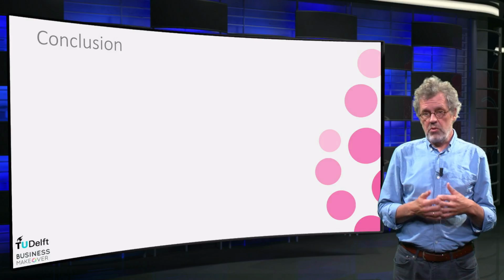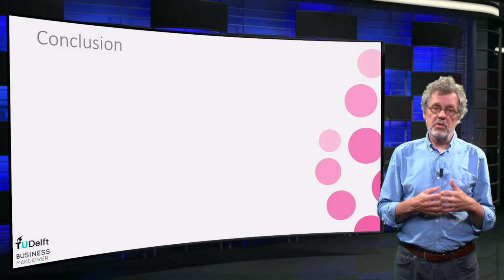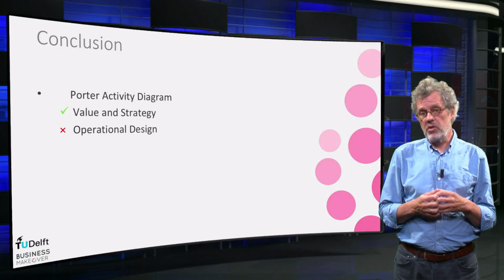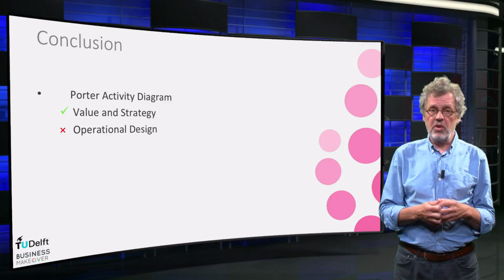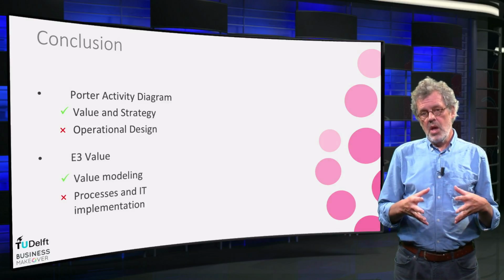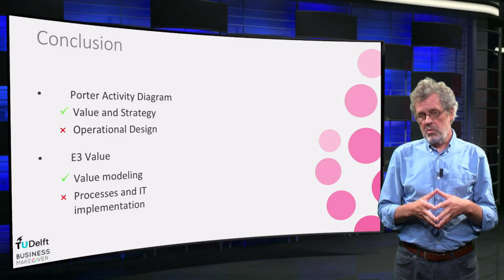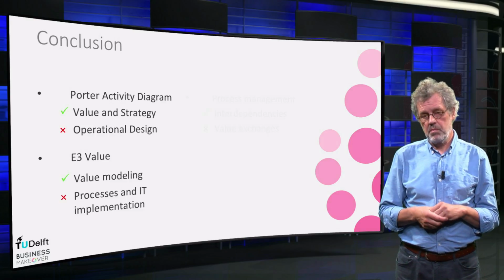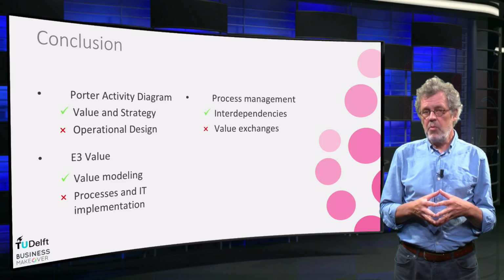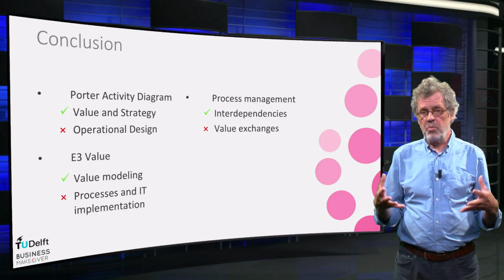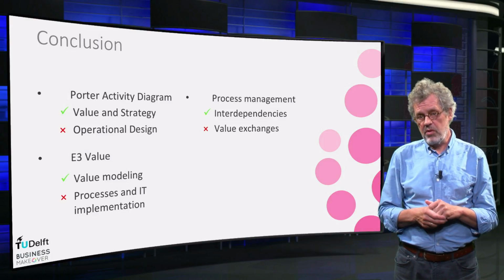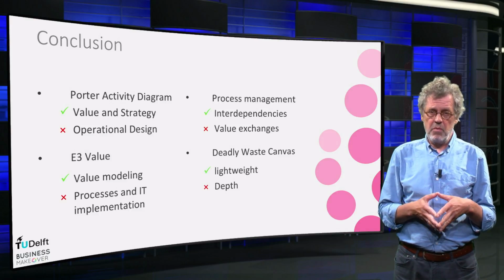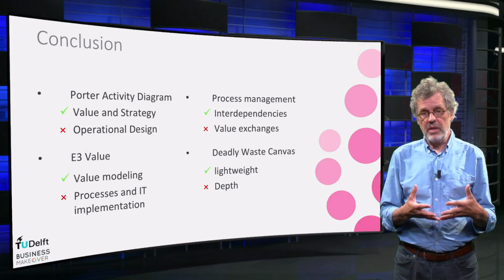So, the pros and cons of the four approaches can roughly be summarized as follows. Porter's activity diagram is interesting from a value and strategy approach, but lacks operational details and design options. E3 value is a great approach for value modeling, but misses more operational steps towards information process and IT implementation. Process management tools are very helpful to get insights in interdependency on a process and operational level, but miss the value exchange aspect. The so far mentioned methods are often rather heavyweight. A lightweight alternative is the deadly waste approach.